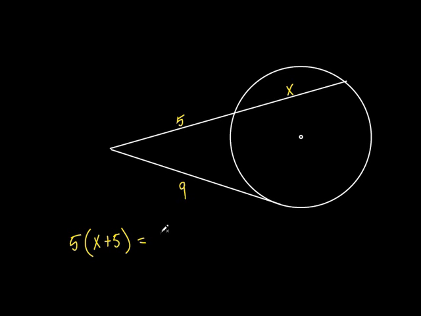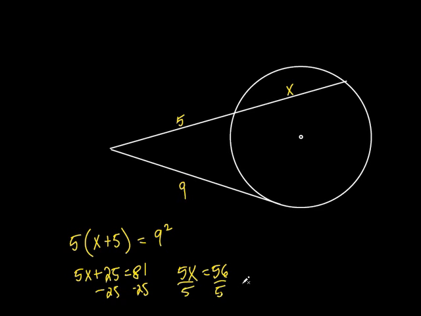So I'm going to go 9 times 9, which is 9 squared. So let's do some math on this. This is 5x plus 25 equals 81. Subtract 25 from both sides. And what's that? 56, I think. So 5x is 56. Divide both sides by 5.